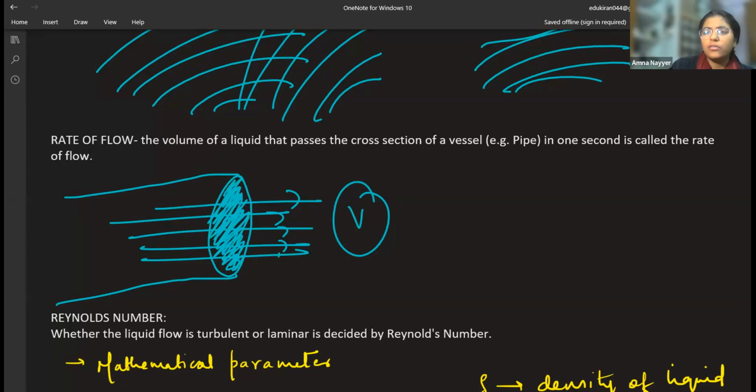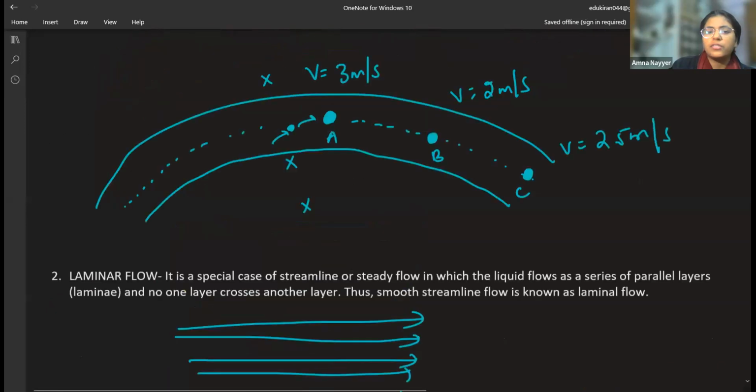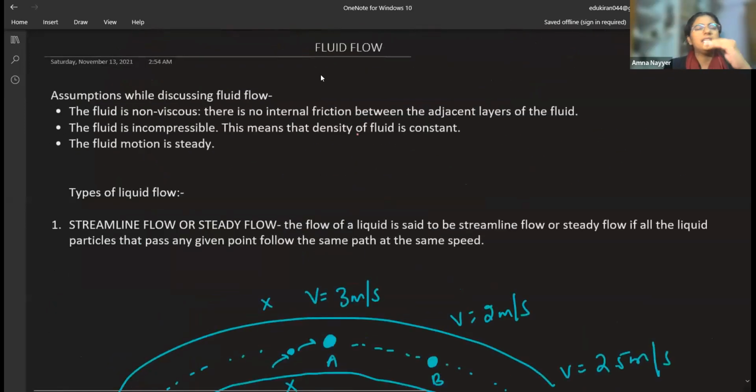We will be using rate of flow in the equation of continuity. First, write down all this. We'll see some parameters, like Reynolds number and critical velocity. Then we'll come back to the usage of the rate of flow in the section of equation of continuity. For the time being, write down this.